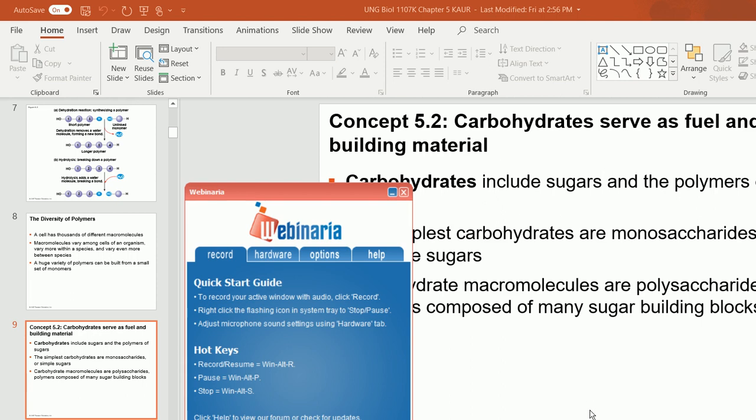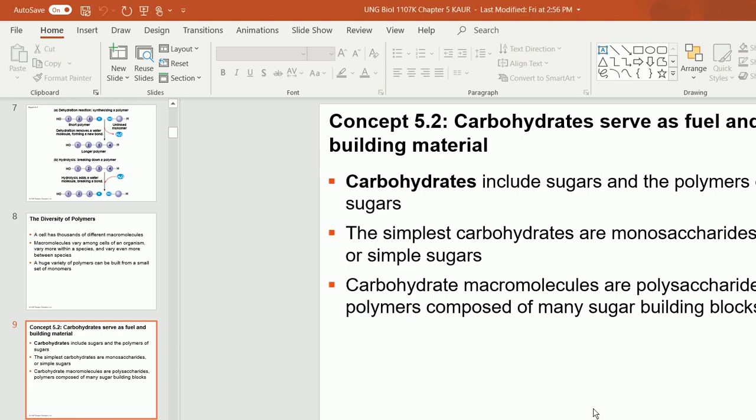Let's discuss chapter 5 part 3. So in this part I'm going to discuss carbohydrates and lipids. We have already discussed nucleic acids and proteins, and now we are going to talk about these two macromolecules. So let me go into the slideshow mode, and these are also very important biomolecules.